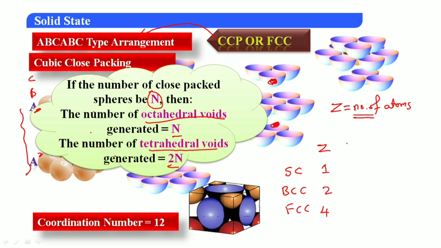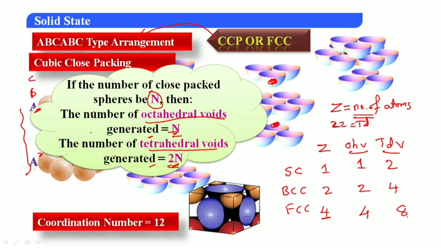Now you calculate octahedral voids and tetrahedral voids. How is it calculated? Simple formula: 2n for tetrahedral, n for octahedral. Z for octahedral, 2Z for tetrahedral. Very easy to remember. For 1 Z, octahedral is equal to 1, tetrahedral is equal to 2. For BCC, 2, which means 2 here and 4. Here it is 4, here it is 8. So 2 into Z is equal to tetrahedral voids. So 4 into 2, 8 is tetrahedral voids.